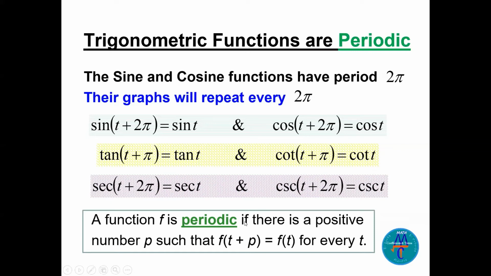Now the last 2 lines here are the definition of a periodic function in general. A function is periodic if there is a positive number p such that f of t plus p is equal to f of t. See, this is the same t here. If you have a number p added to t, you will get the same as f of t for every t. Then this is a periodic function of period p.